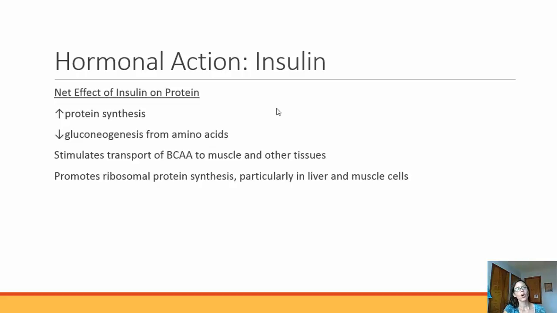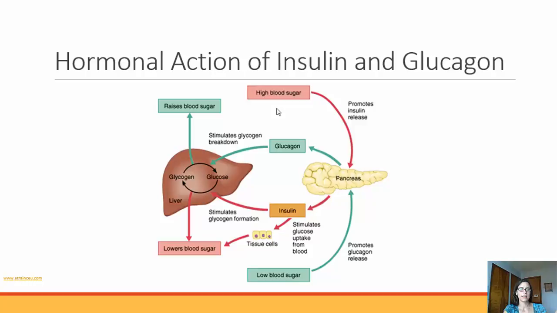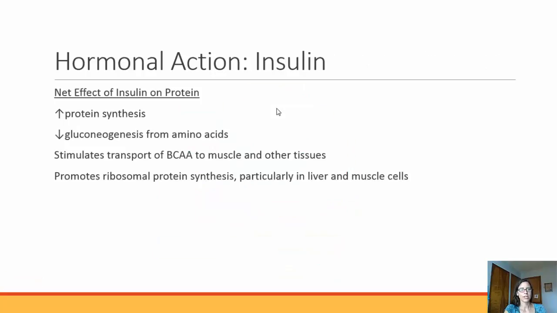Okay, so in general, what does insulin do? That was kind of what we talked about, what insulin will do for carbohydrates. What does insulin do for protein? Well, it increases protein synthesis, in line with everything that we've talked about. Insulin builds up, okay? So insulin causes protein synthesis. It decreases breaking down the amino acids to be used for gluconeogenesis. Makes sense, right? If we have insulin, we don't need to make new glucose.